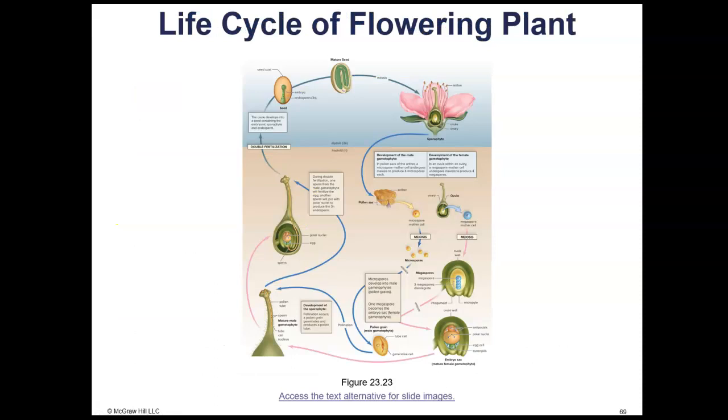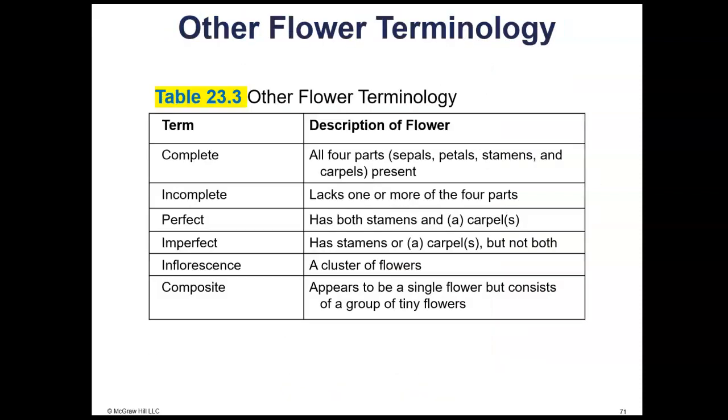And this shows you the life cycle of a flowering plant, including the process we know as double fertilization. These are some terms that you might want to know for flowers. If a flower is called complete, it has all 4 parts. It has sepals, petals, stamens, and carpels. If it's incomplete, it only has some of these parts, but not all 4. If it's perfect, then it has both stamens and carpels. In other words, both male structures and female structures. But if it's imperfect, it has either stamens or carpels, but not both.